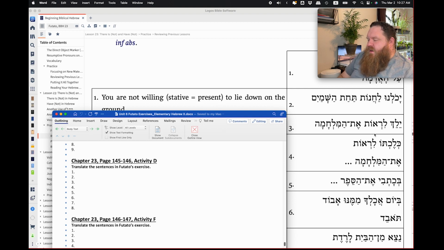Lirot, all right? So again, we've got a lamed at the beginning of a word. It's a lamed hirik followed by a letter with a shava.